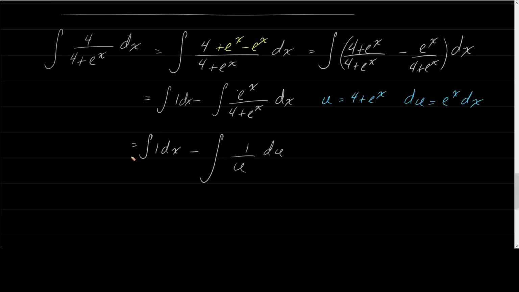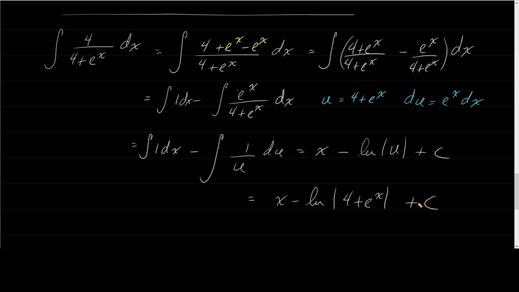At that point, in the first one I'm integrating with respect to x, so I just get x minus. In the second one, I'm integrating with respect to u, so I end up with ln of the absolute value of u plus c. But we know that we cannot leave our answers in terms of u, so we have x minus ln of the absolute value of 4 plus e to the x, plus c.